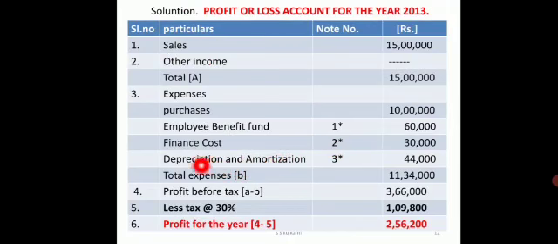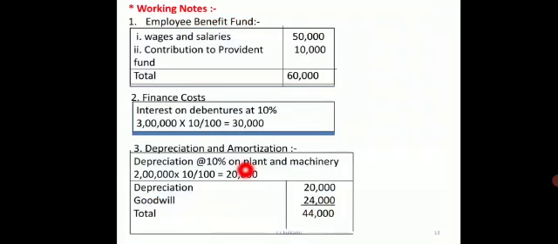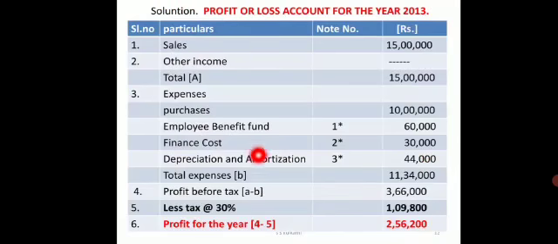Next, you are having depreciation and amortization. The problem states that depreciation has to be provided at 10% and amortization of 24,000 has to be done. Working note 3 shows us the amount of depreciation. Depreciation at 10% on 2 lakhs amounts to 20,000. And the problem says goodwill has to be written off for 24,000. So a total of 44,000 has to be spent on amortization, that is 44,000.